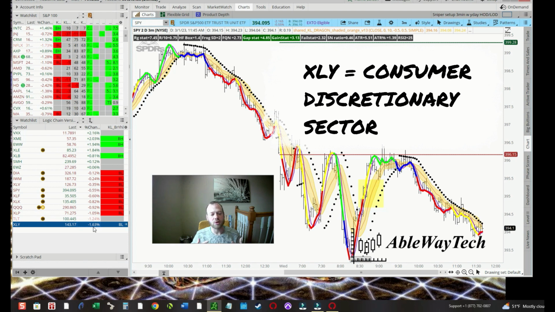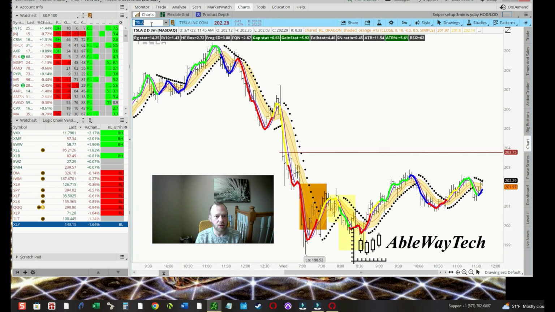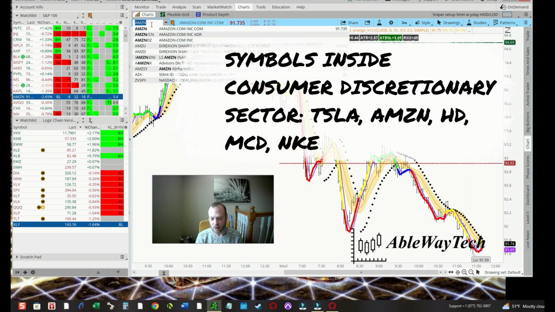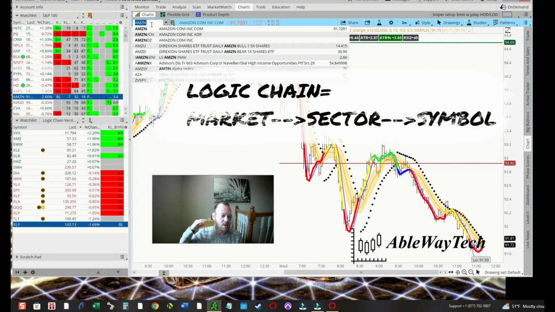Then I have a certain list of symbols that I like to trade in each one of these. So for example, if XLY is down 1.6, then I know that I want to look at Tesla, which is down about 1.6, and Amazon. That's a great move setting up on Amazon right now. So I'm going through the different symbols that are part of XLY, the biggest weighted ones, to see if the market's down and a certain sector is even weaker than the market, like consumer discretionary right now, what symbol is even worse? Because I want to get the outliers. So you can see Amazon is looking really good.